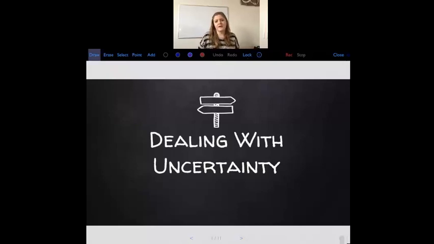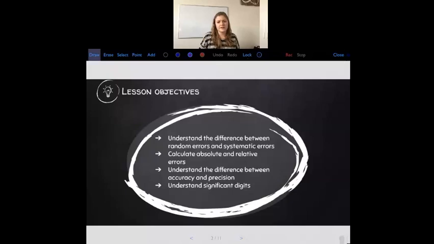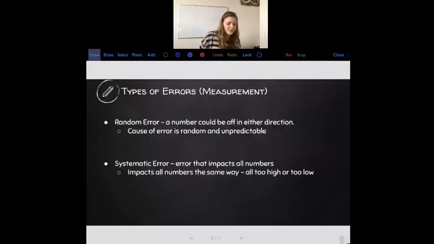In this lesson, we'll cover dealing with uncertainty. Specifically, we'll understand the difference between random and systematic errors. We'll calculate absolute and relative errors. We'll understand the difference between accuracy and precision, and then we'll understand the purpose of significant digits. Okay, so types of errors.